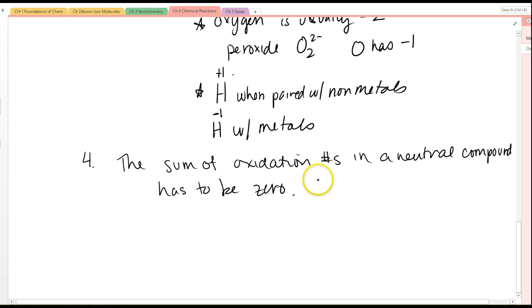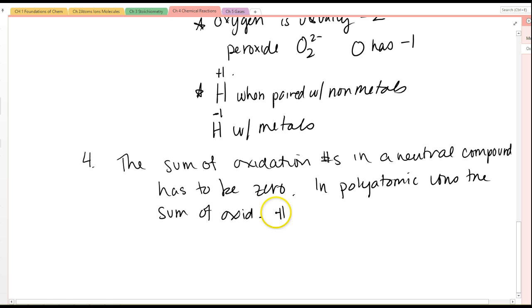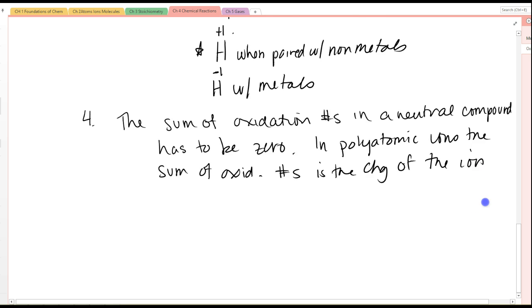And what follows from that is that in polyatomic ions, the sum of the oxidation numbers has to be the charge of the ion. And I'll show you an example of that right now.